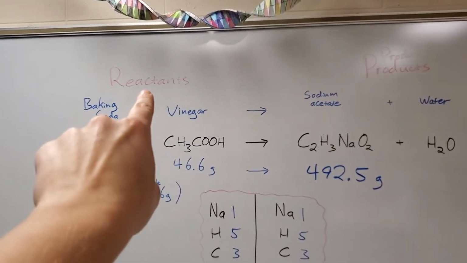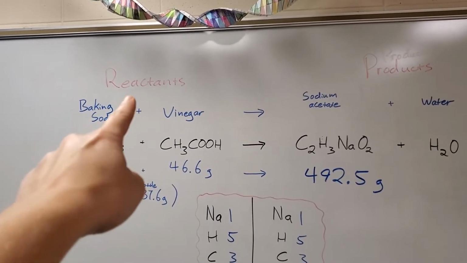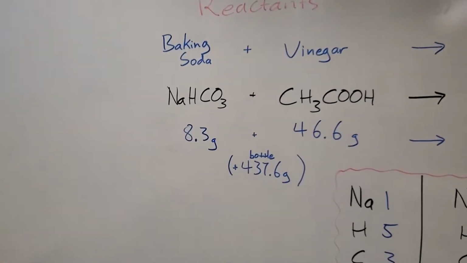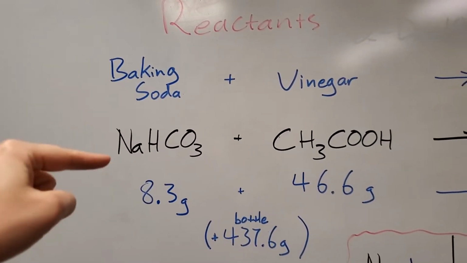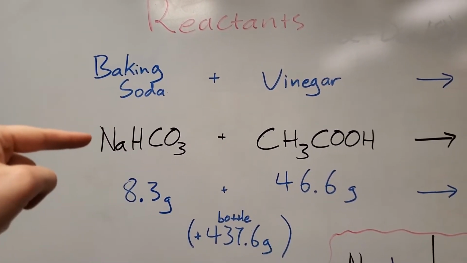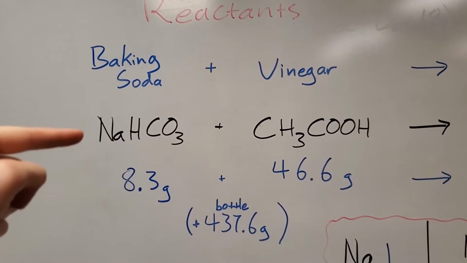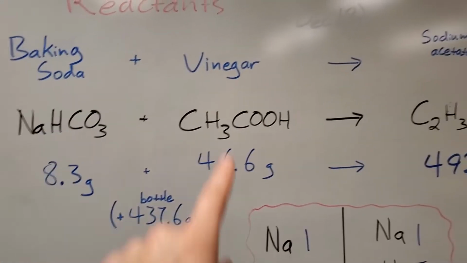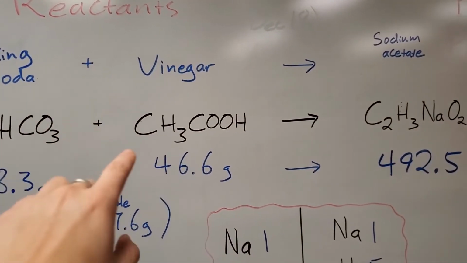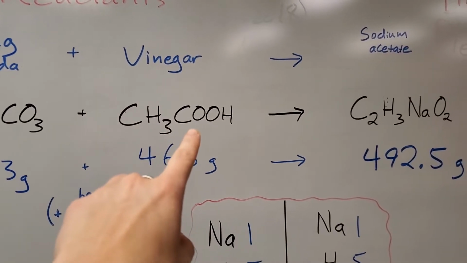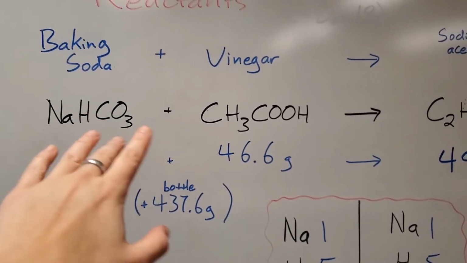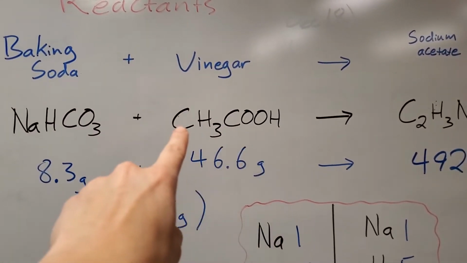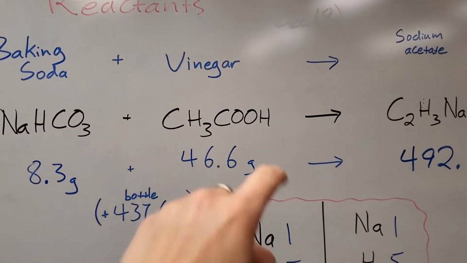So whatever we put into a chemical reaction is called our reactants, and whatever we get out is called our products. So let's take a little bit of a closer look. Baking soda's chemical formula is NaHCO3, sodium bicarbonate. And vinegar is really called acetic acid, that's CH3COOH. So basically we've got some sodium, some hydrogen, some carbons and oxygens, and this one is all carbons and oxygens and hydrogens.